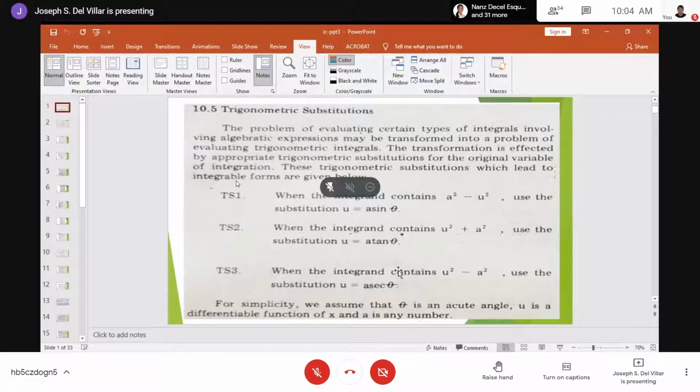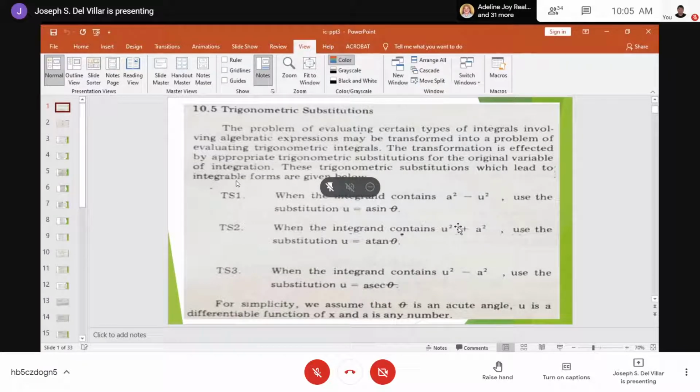So, the substitution is: let the variable u or x be equal to the constant times tangent theta. But before you can apply this substitution, be sure that the constant a and the variable u are squared.